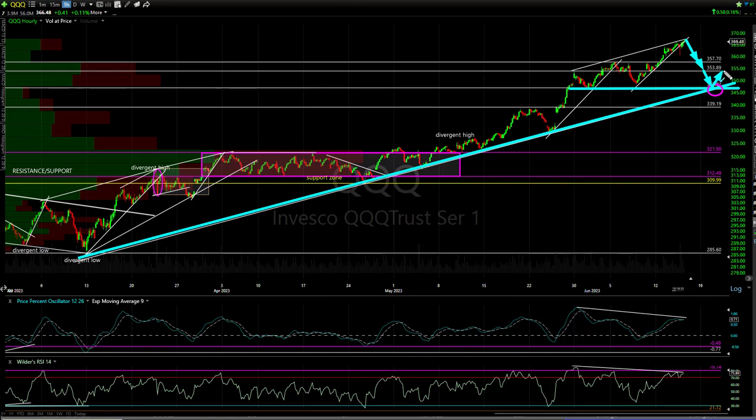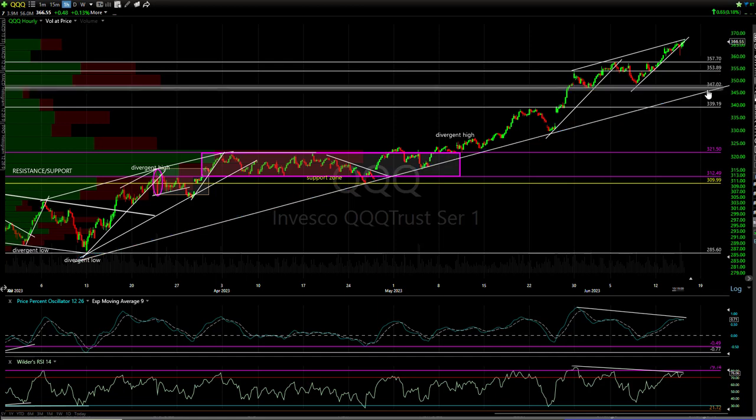Probably get a decent reaction off the initial tag of the downtrend and that intersecting 347 trend line. Then if you break that, most likely you'll zigzag down, but we'll probably come and test the top of that trading range. So that's what I'm looking for.